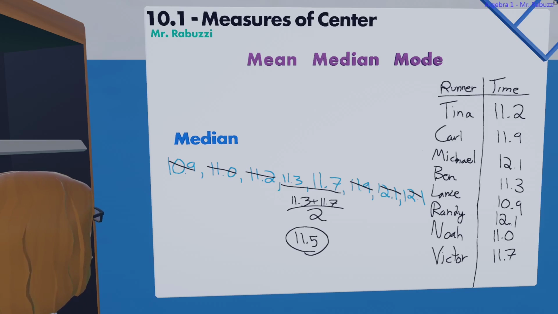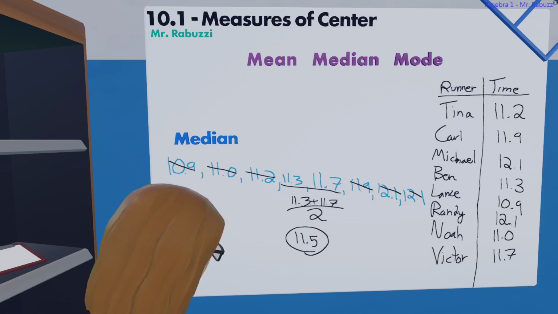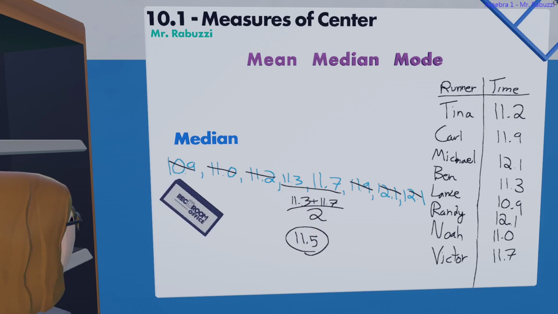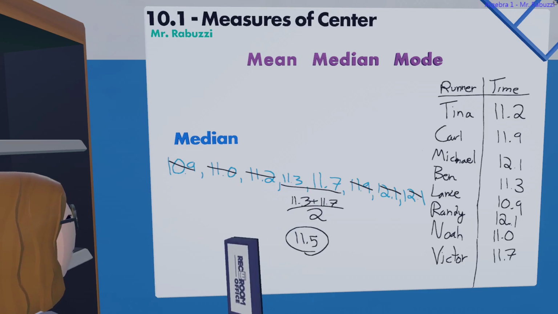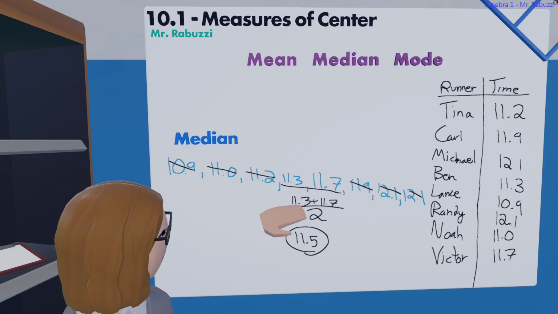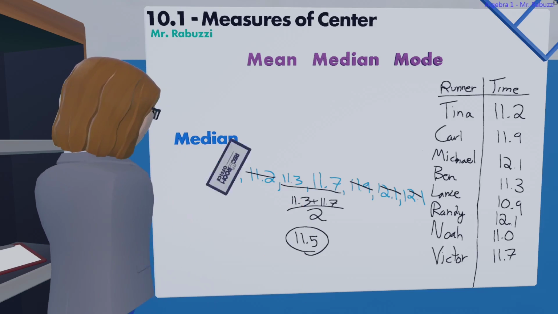Okay? The only tricky part with the median is writing down all your numbers. Sometimes people forget those, right? They miss one of the numbers. And the other part is if you have 2 answers at the end, you need to add them up and divide by 2 to get your final median.